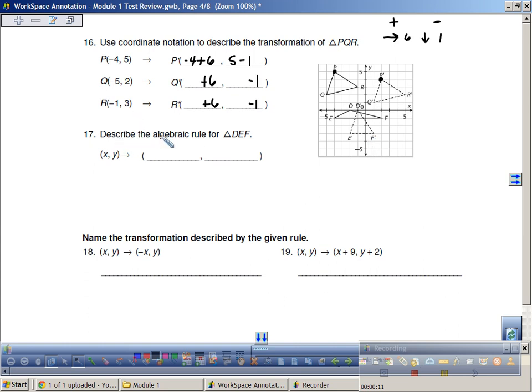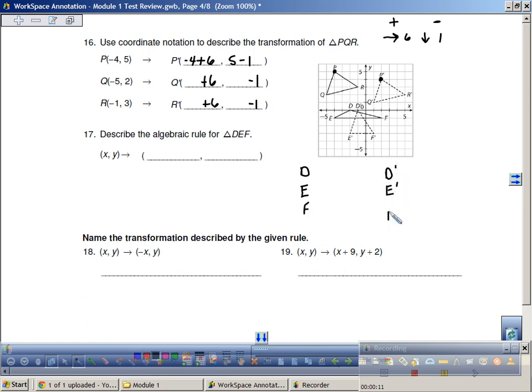All right, so this one actually said describe. This won't be on the test, but I just wanted to go over it with you guys. This is something more like what would be on the test. Describe the algebraic rule for triangle DEF. So DEF is this really skinny guy, right? Kind of scrunched. And the image of D prime E prime F prime is right here.